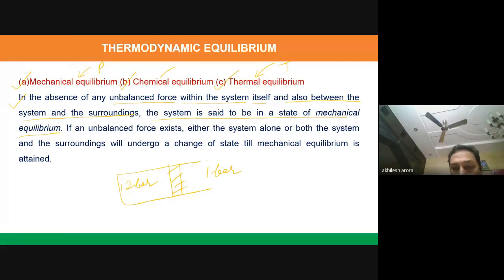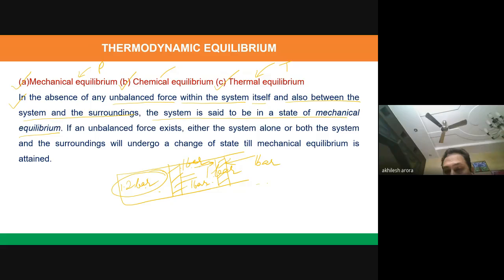What will happen in this particular case? If the inside pressure is 1.2 bar, then the piston will move outwards and its volume will increase, till the pressure of the gas inside the system becomes 1 bar. So the inside pressure is 1 bar and the outside pressure is also 1 bar. Both are balancing, so the system is in mechanical equilibrium.